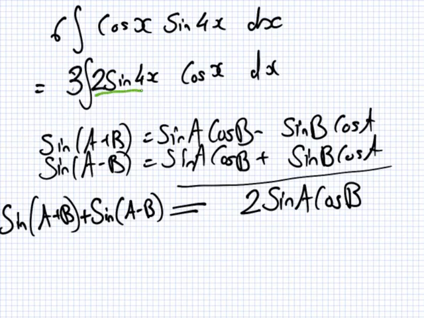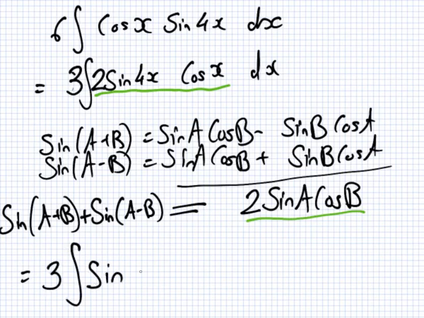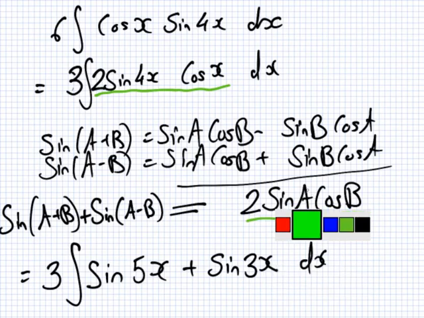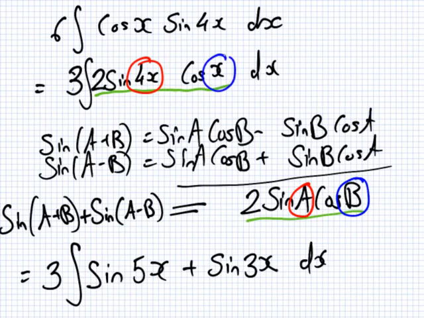Now we have 2 sine a cos b. So we know that this can be rewritten as sine(a plus b) plus sine(a minus b), where the a is 4x and the b is x.